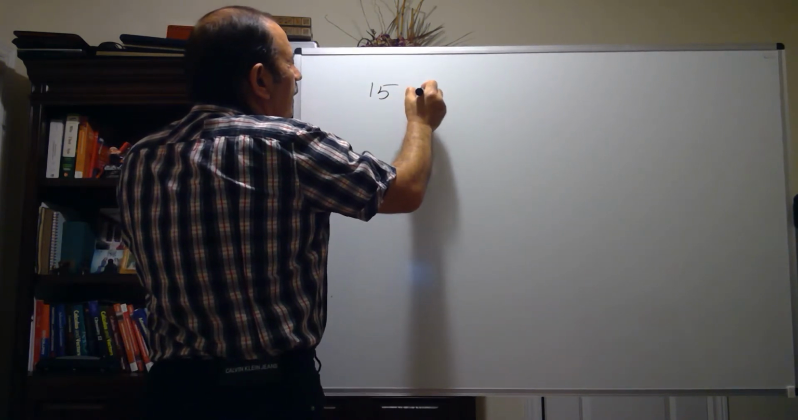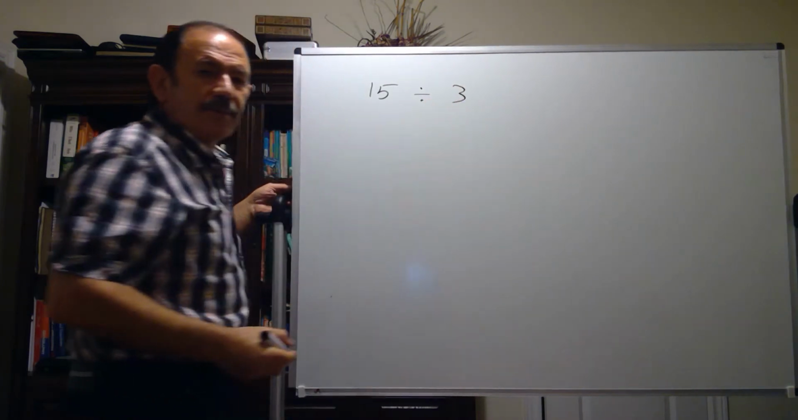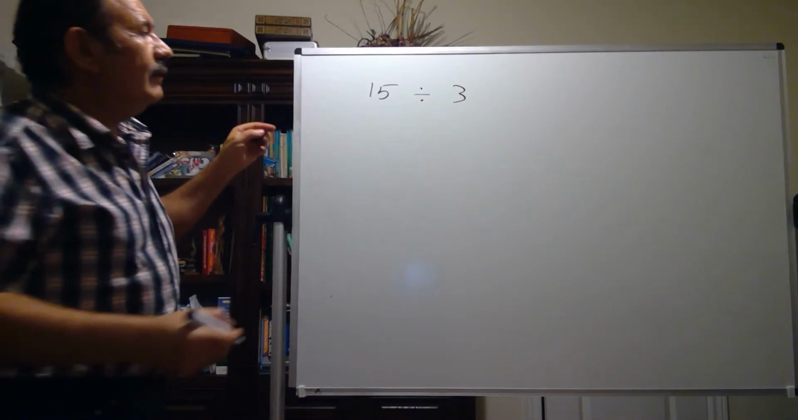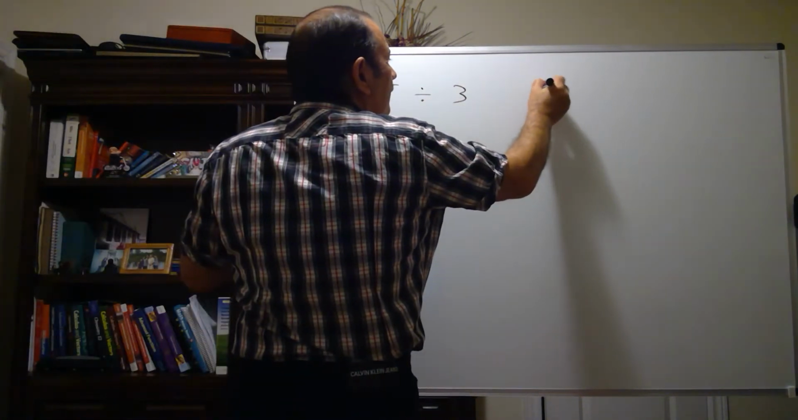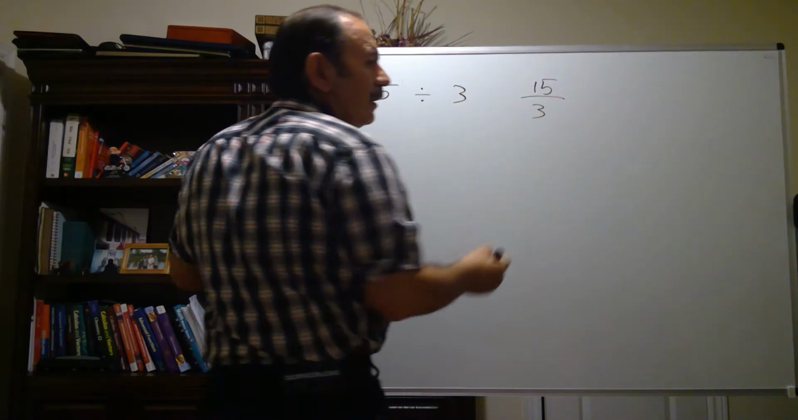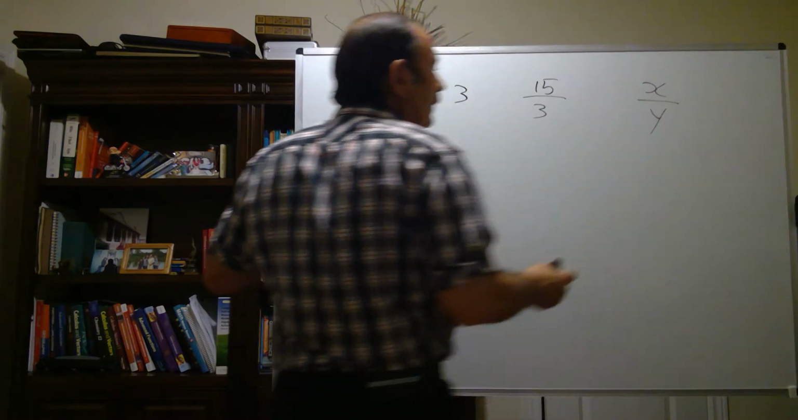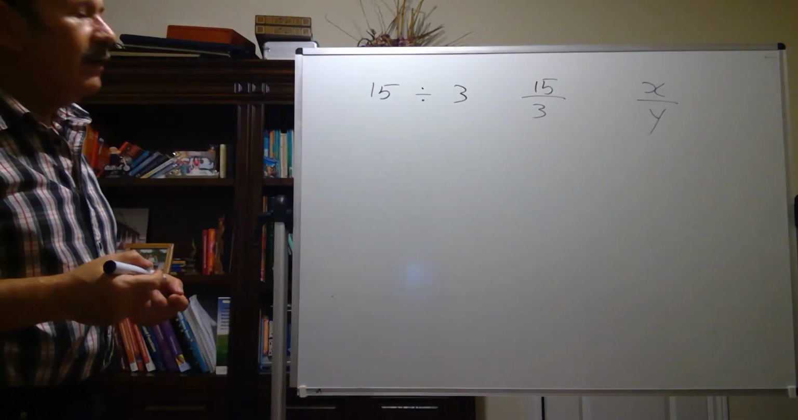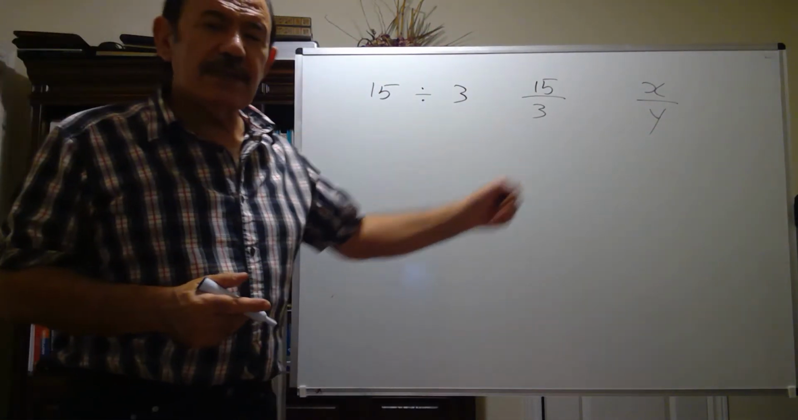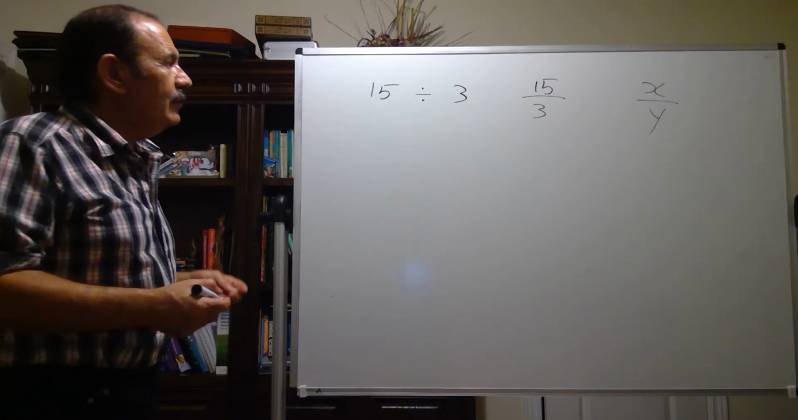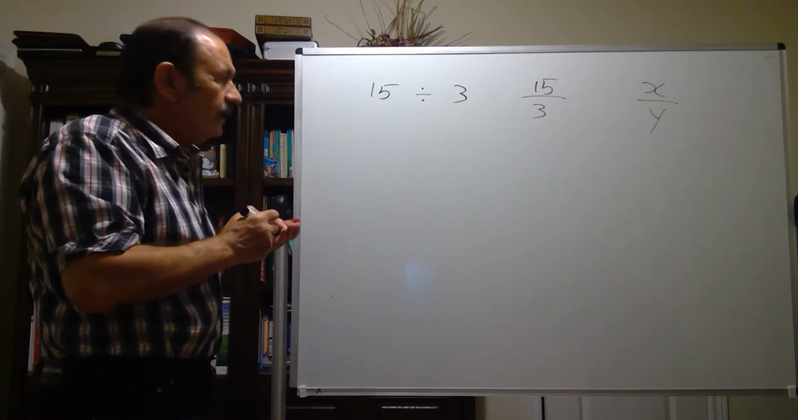divided by 3. Okay, we can write in this format, or we can write 15 divided by 3, or x divided by y. All of them mean division in the math language, but in the verbal language it is 15 divided by 3.